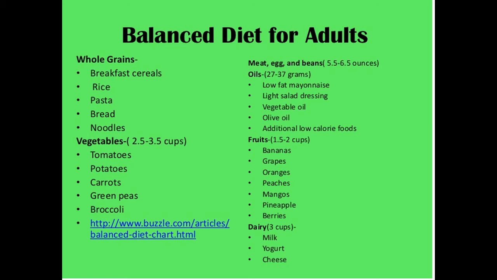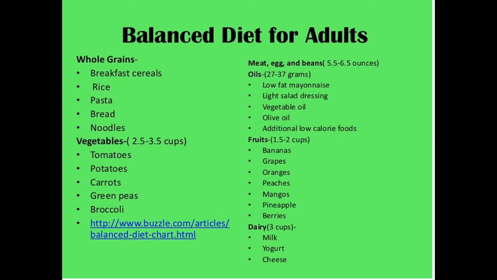Next is fruits. How much fruit should you take? You should take 1.5 to 2 cups of fruits per day, which may be a combination of bananas, grapes, oranges, peaches, mangoes, pineapples and berries.